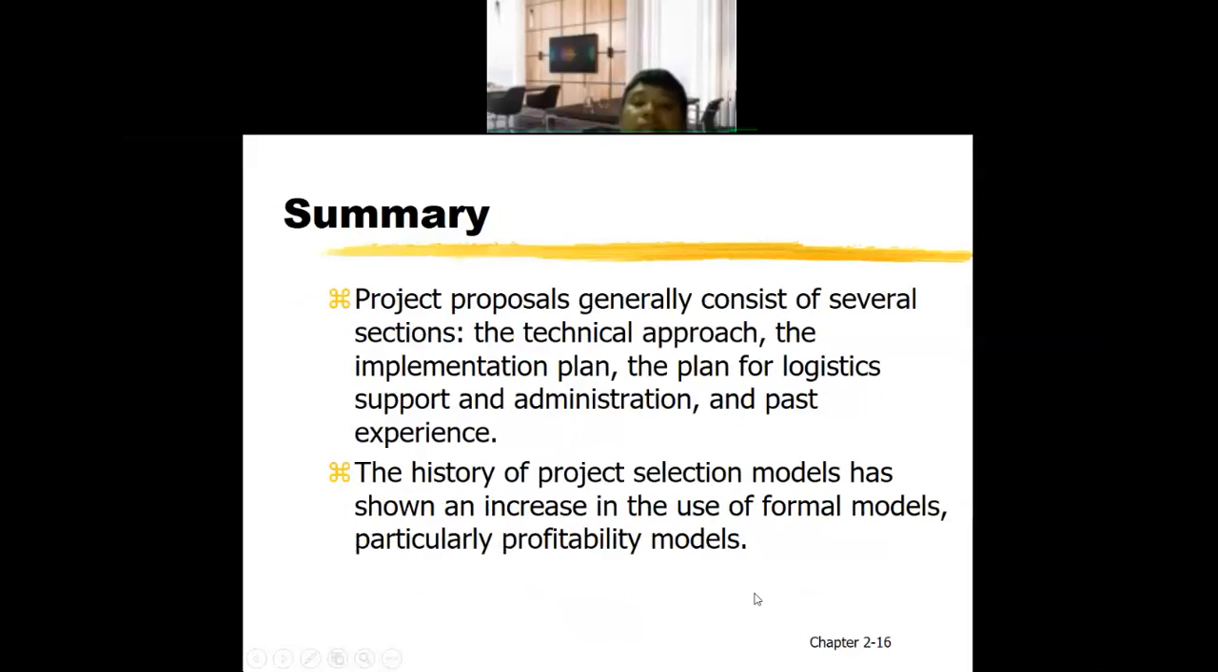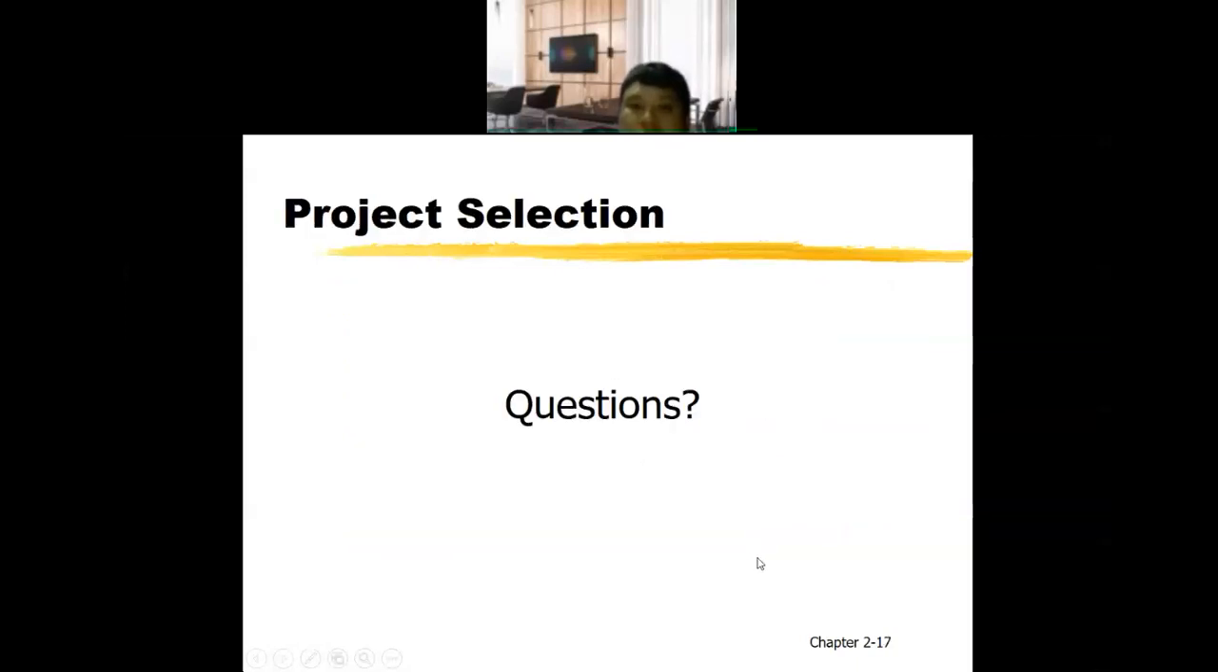So a project proposal generally consists of several sections: the technical approach, the implementation plan, the plan for logistics, support and administration, and past experience. The history of project selection models has shown an increase in the use of formal models, particularly profitability models. So any question or opinion or experience you want to share about project selection?